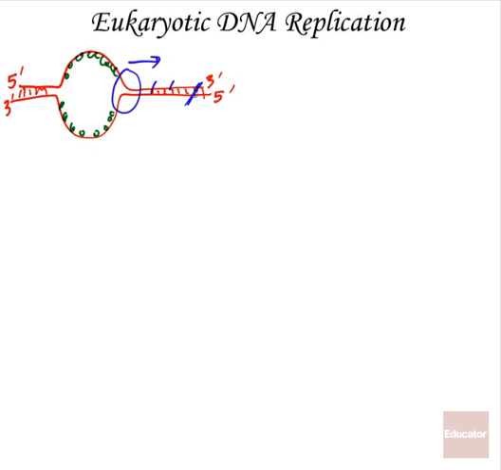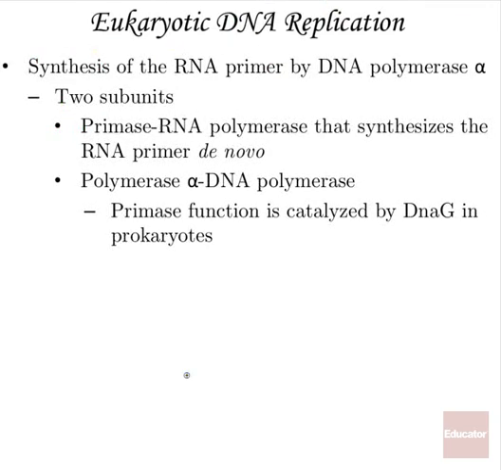So now that we set the scene for the story, let's talk about actual replication. So we have the synthesis of the RNA primer by DNA polymerase alpha. Now DNA polymerase alpha has two different functions. One is the primase function, and that primase is an RNA polymerase that will synthesize an RNA primer de novo. Now de novo is just a Latin phrase meaning from the beginning, and that just means we're making it from scratch. So we don't need any previous 3' hydroxyl to add on to. We can just add it from scratch.